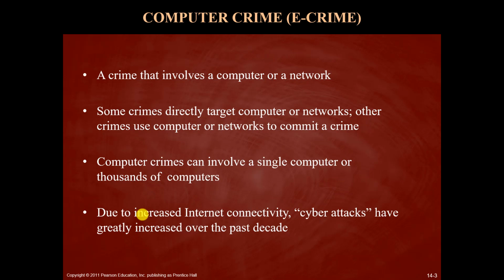Information system security deals with e-crime. Largely, information system security is about preventing e-crime or addressing consequences of an e-crime. So what is an e-crime? It's a crime that involves a computer or network.